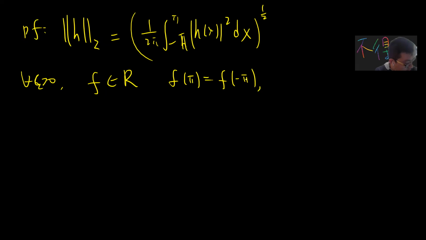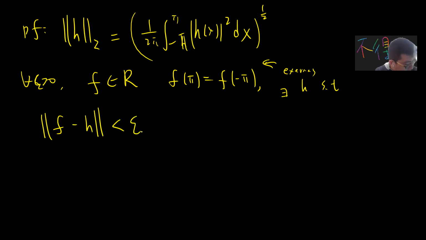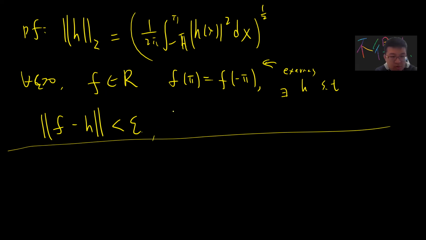And by the previous theorem, or I think this is an exercise, you can find h such that the norm of f minus h is less than epsilon. Okay, so h is also a continuous function. I think by previous Weierstrass, you can find this guy. So this h is a continuous function.